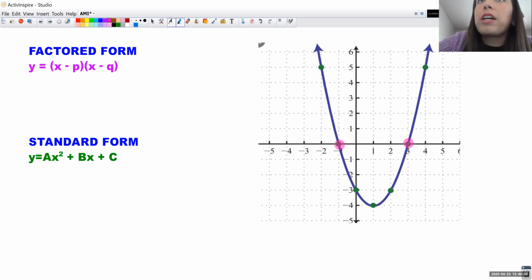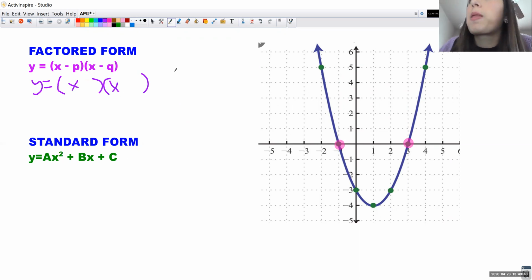So you need to write two sets of parentheses, and don't forget your y equals. And you're going to need x. And the first one's -1. So when I go to the parentheses, I write the opposite. So I'm going to write +1. Then I go over here, this one's +3. So can you guess what I'm going to write in here? Yes, -3.